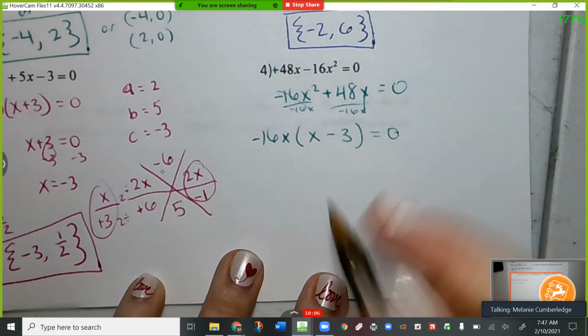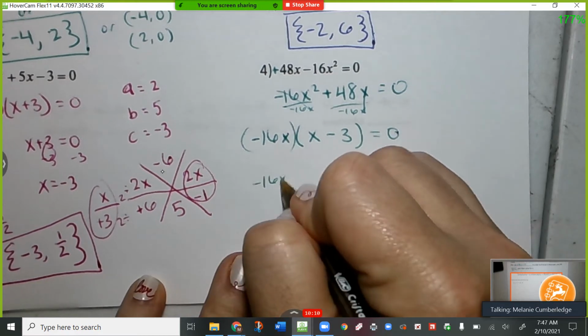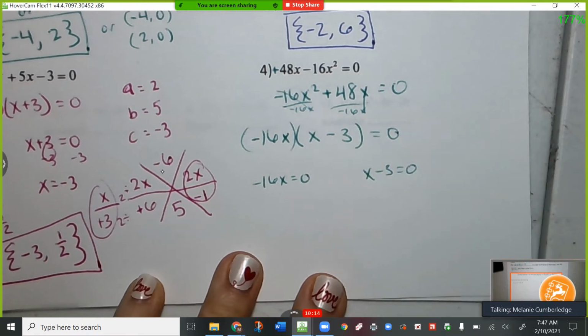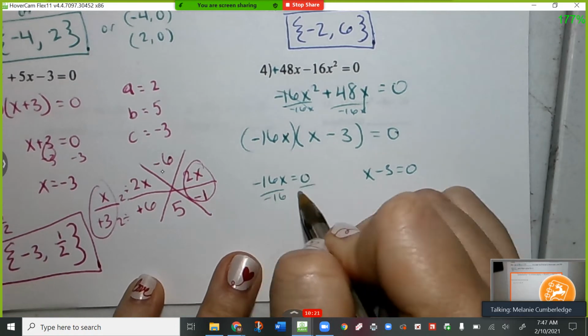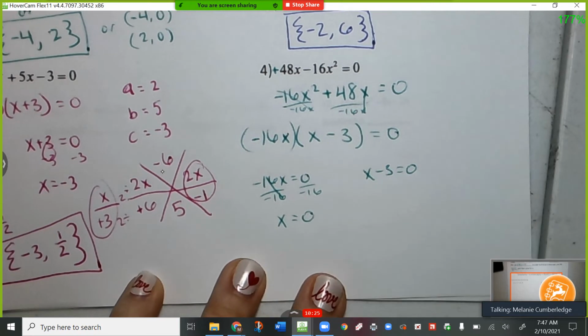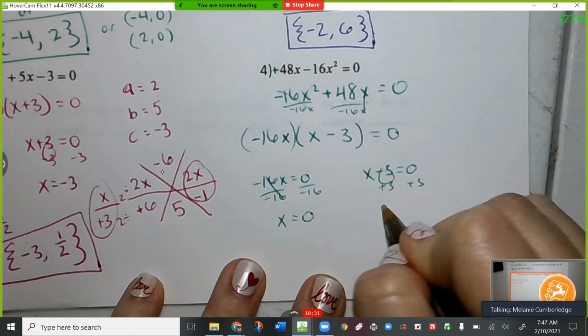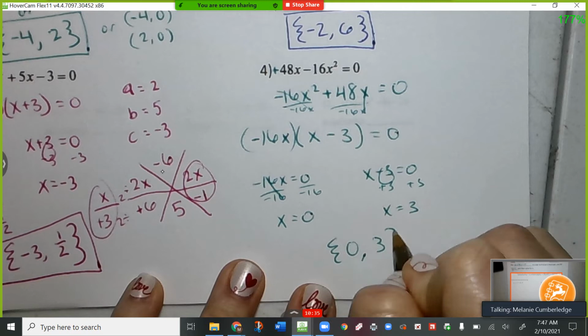So, because this is technically a factor too, we get negative 16x equals 0, and we have x minus 3 equals 0. Well, here, this is multiplying, so when I divide both sides by negative 16, that's just going to give me 0. 0 divided by anything is 0. Here, though, I'm going to add 3, get x equals 3, so my 2 are 0 and 3.